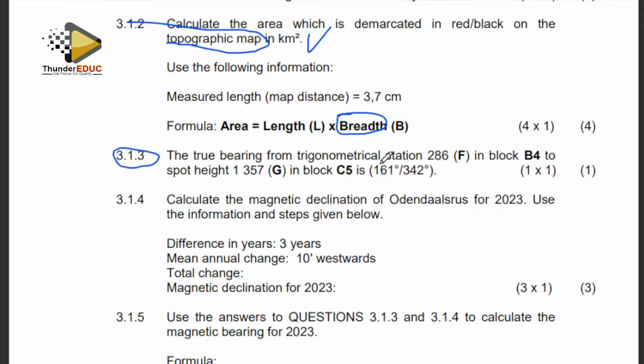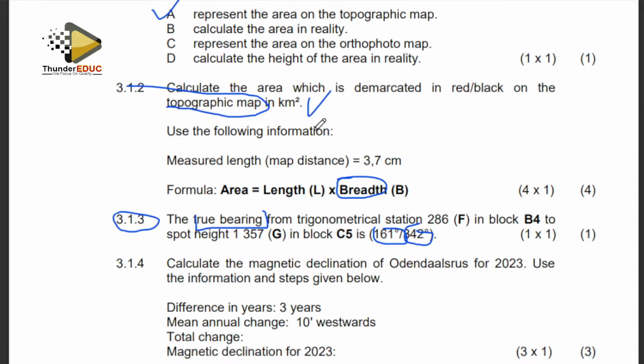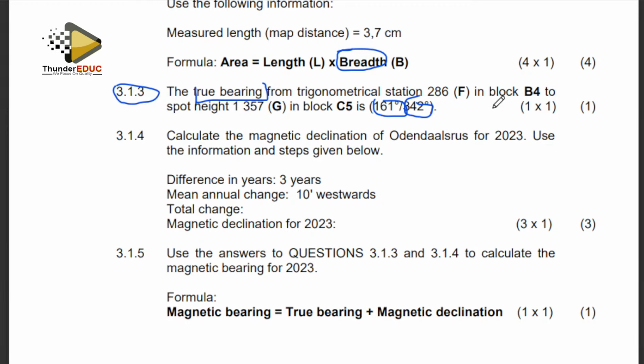Okay, so they want you to choose between this and this one. Which one is right? When you're looking at true bearing, remember we didn't see true bearing in paper 1, so you can get it in paper 2, and you also didn't see area in paper 1, so you're likely to get it in paper 2. So please take note of that.